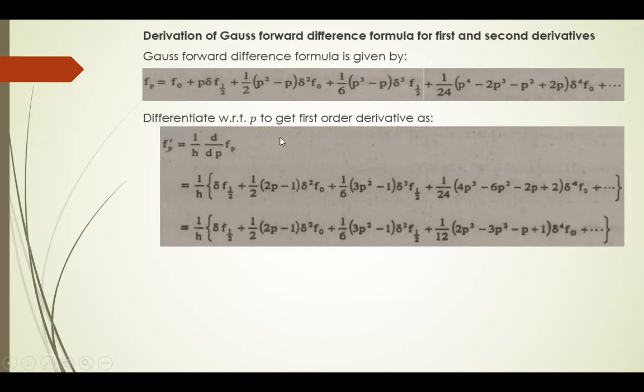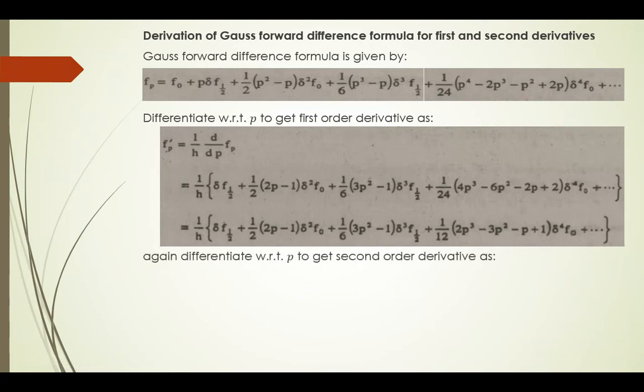Derivative of p square is 2p, derivative of p is 1, derivative of p cube is 3p square, derivative of p4 is 4p cube, and so on and so on. So that is the first derivative, and we have simplified this equation in this form. These are the same up to here. 2 is common in these terms, so 2 12s are 24, so that is 1 by 12, and this will become 2p cube, 3p square, p, and this is 1. So this is the simpler form of the first derivative regarding the Gauss forward formula.